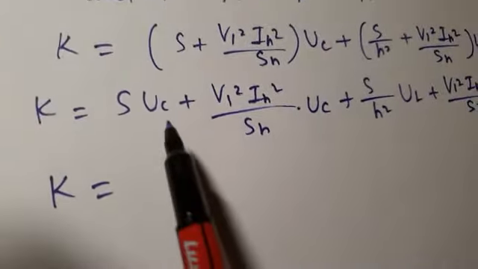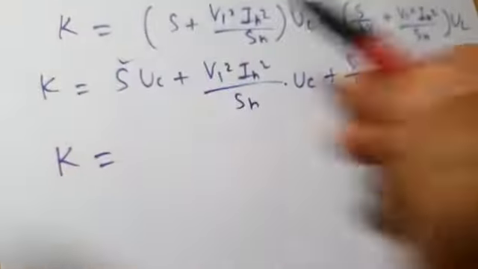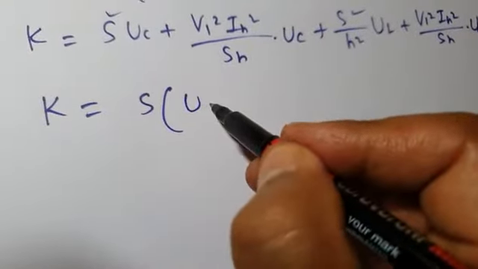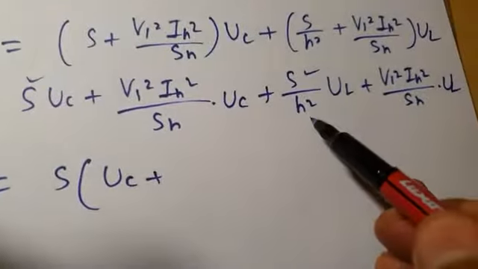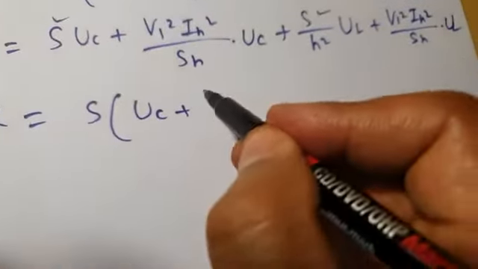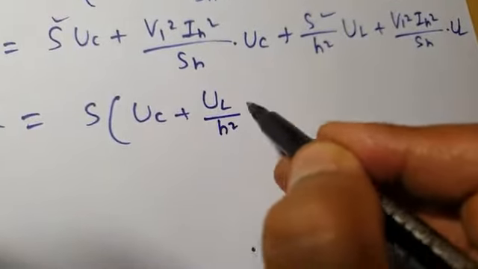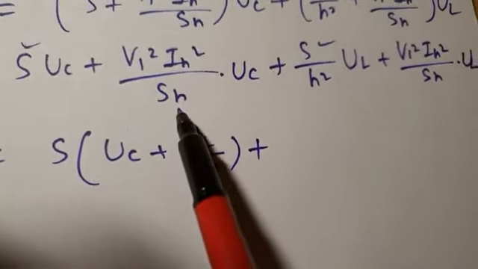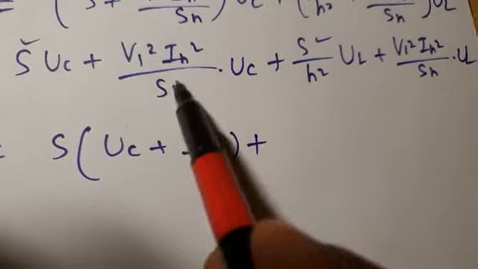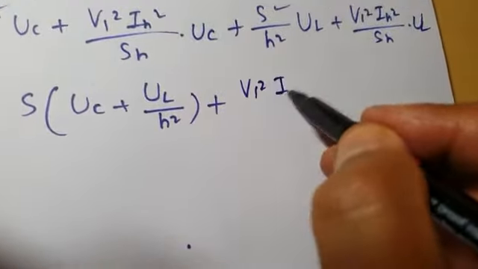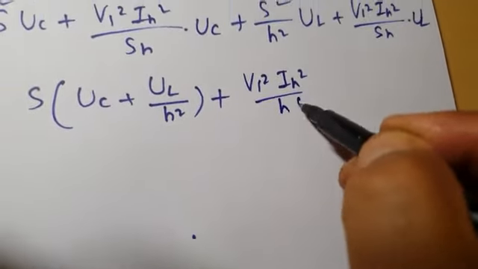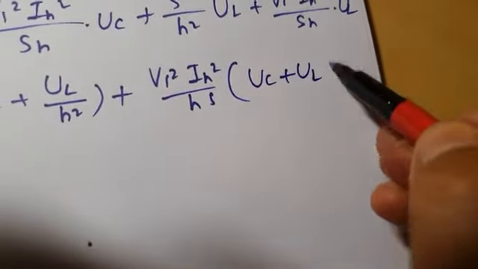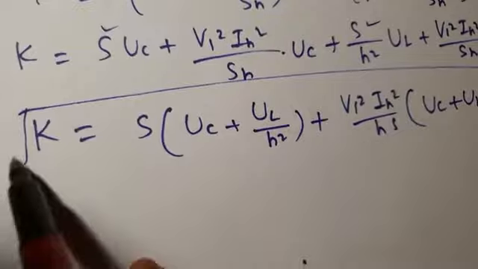so if I take S out, S is in this term and S is in this term. So if I take S out from these two terms, I will get UC plus, from here also I take S out, so it will be UL by H square. Plus, now if I take V1 square IH square by SH out, what do I get here? UC. And what will I get here? Plus UL. Okay, so this is the final equation for the cost of the filter.